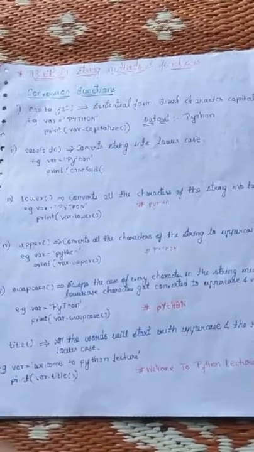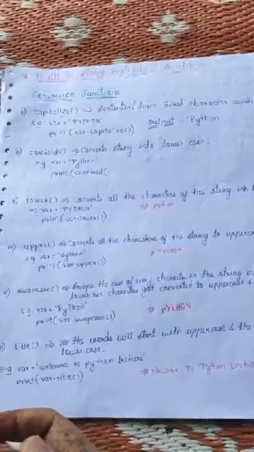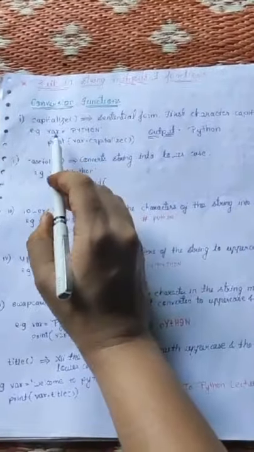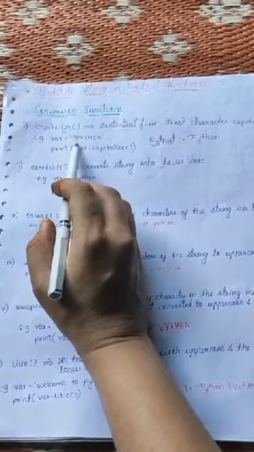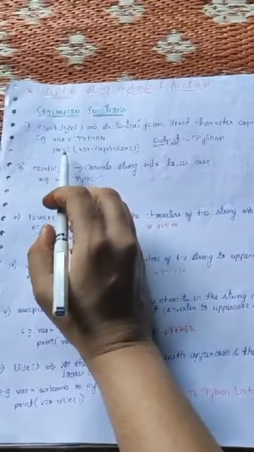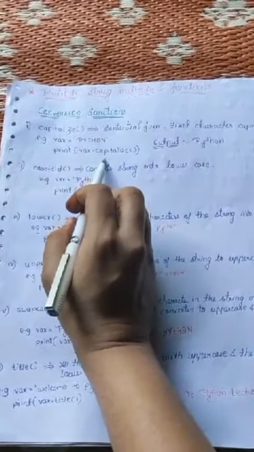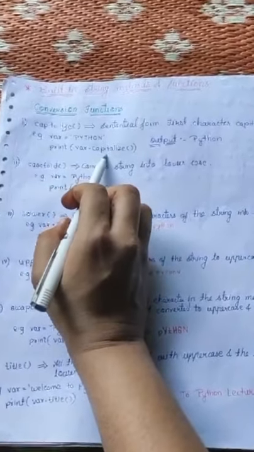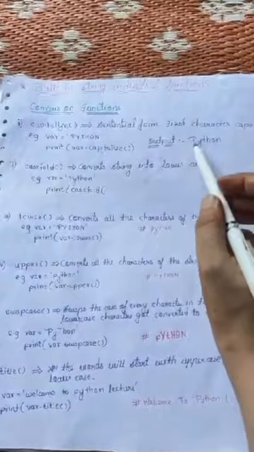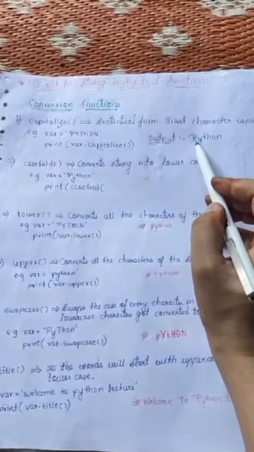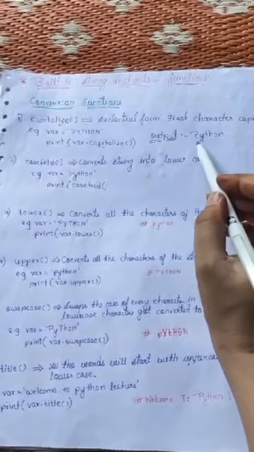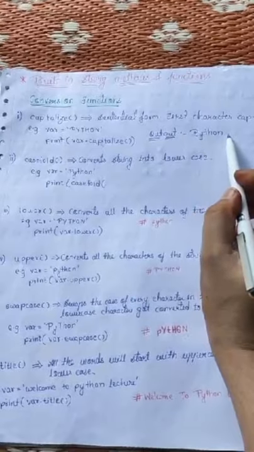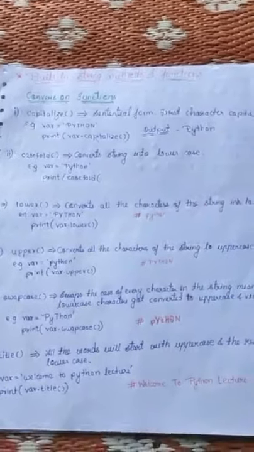It is like the first character of the string will be capitalized. That means, see here, an example. Here I have declared a string Python. When I use this function, that means the variable name dot capitalize, it is only going to capitalize the first alphabet, and all the rest of the characters will be converted to lower case.